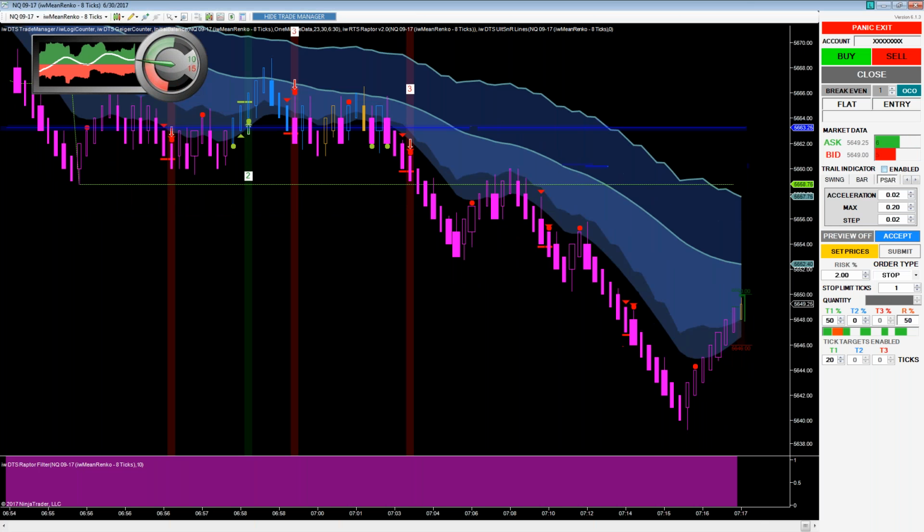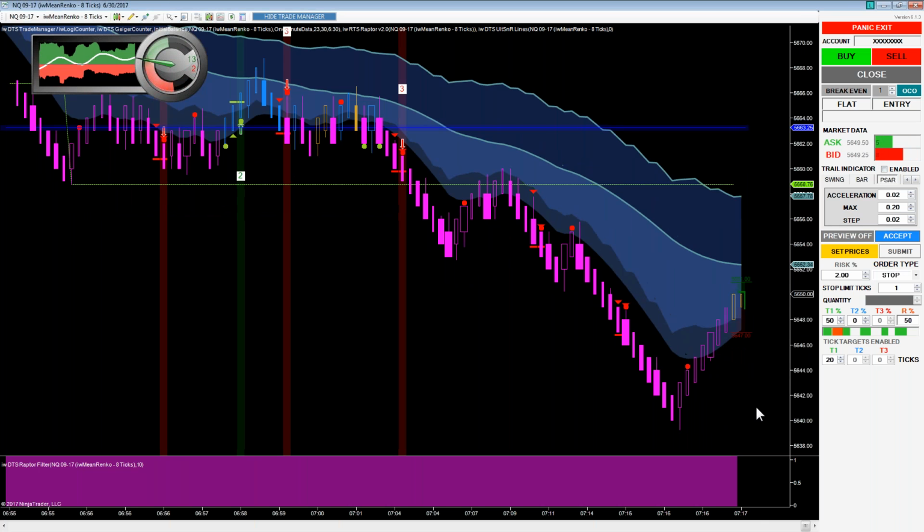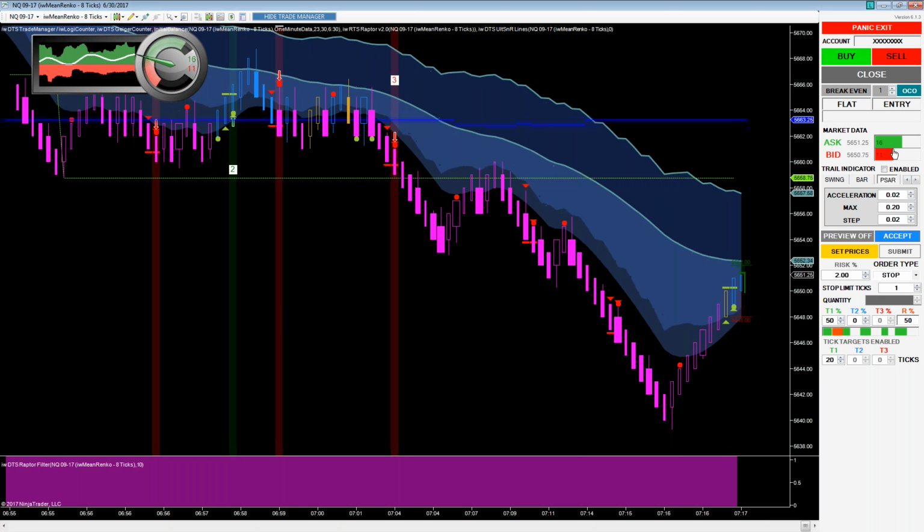The little bid and ask histogram that we have here, I don't follow it that closely. A lot of times, if the market is really, really stagnant, I'll look at it to make sure I still have data flowing.